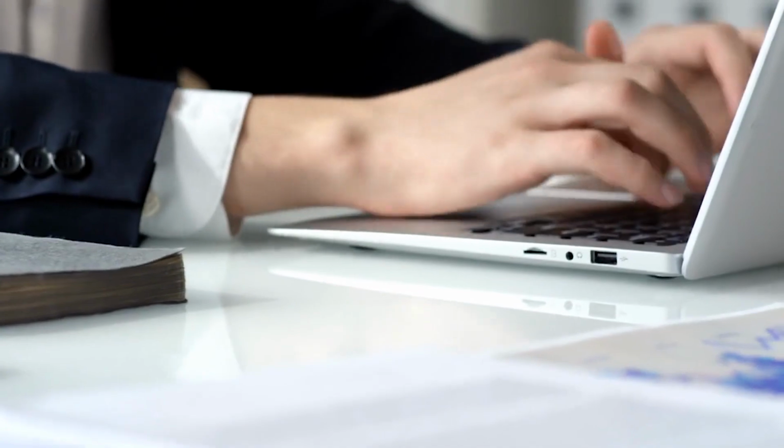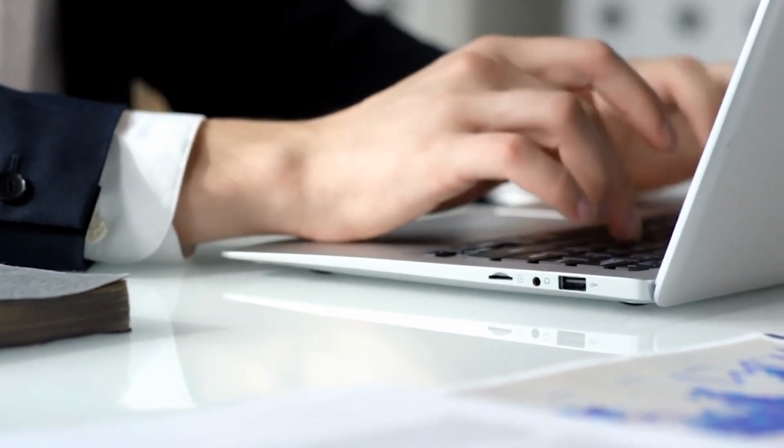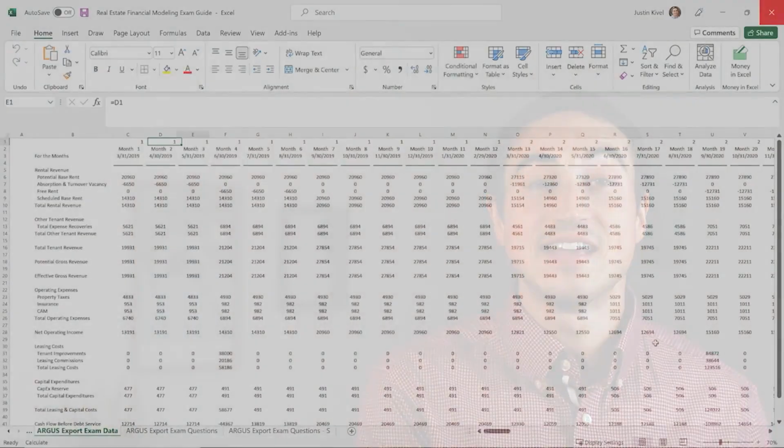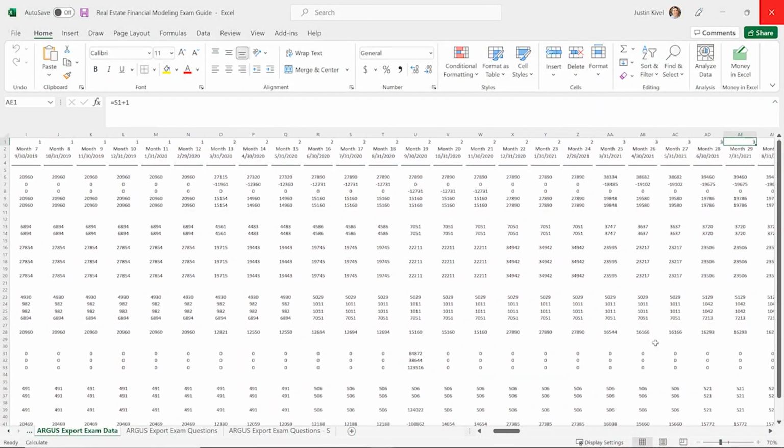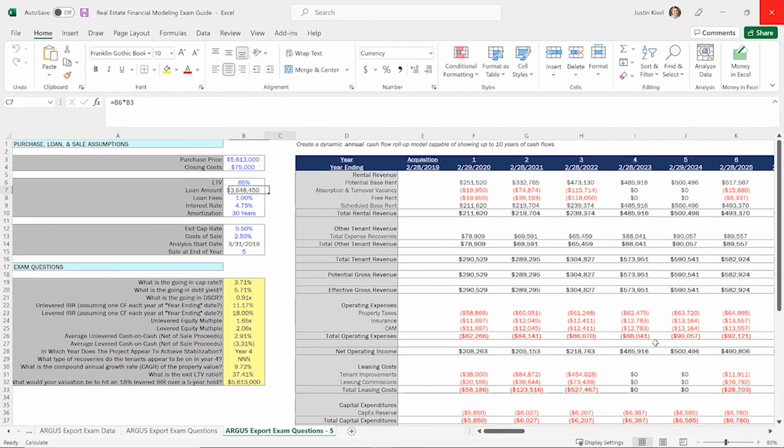Argus makes it easy to input lease information into the software, but Argus also makes it easy to export an Excel document reflecting the cash flows that the property is expected to generate, which can then be integrated into a company's proprietary financial model where you, as the analyst, will add things like your purchase price assumptions, debt assumptions, and sale assumptions on the deal.